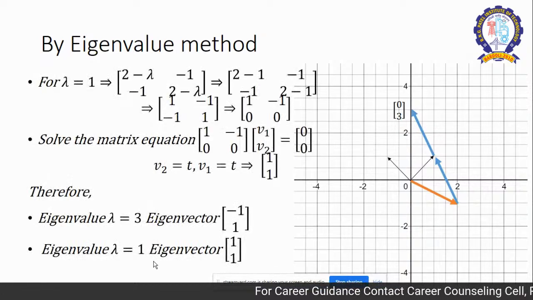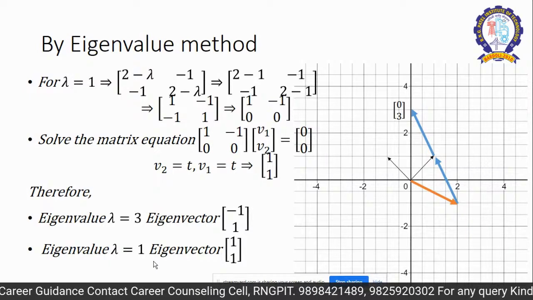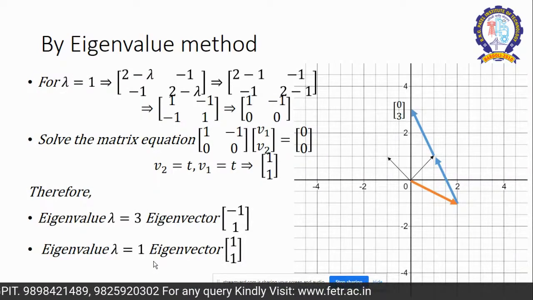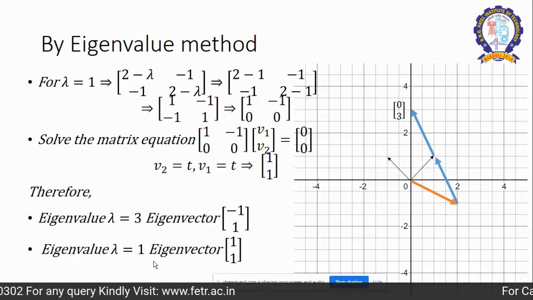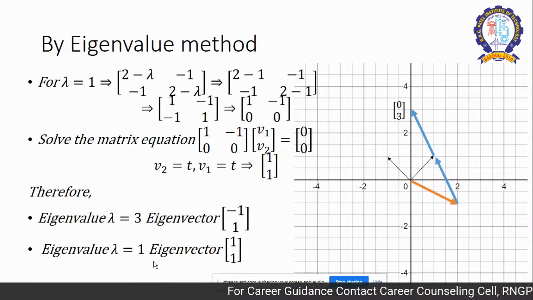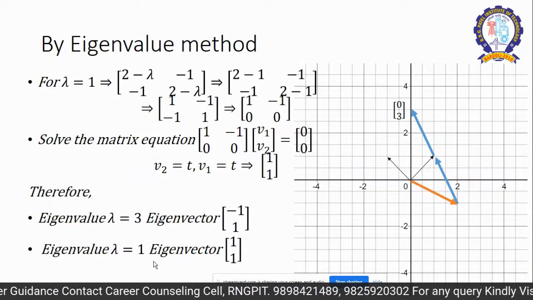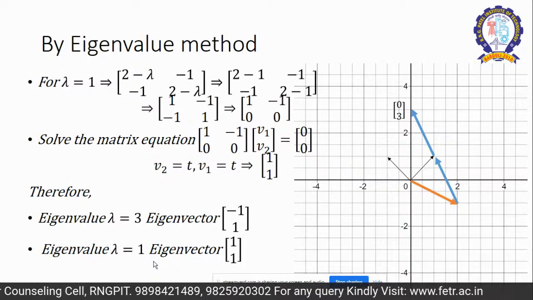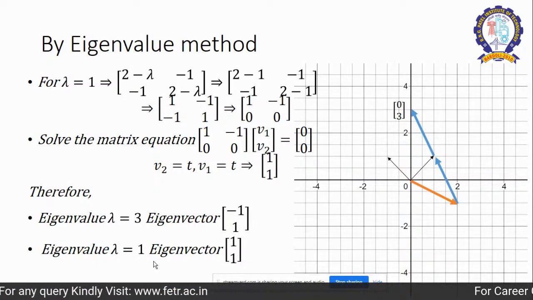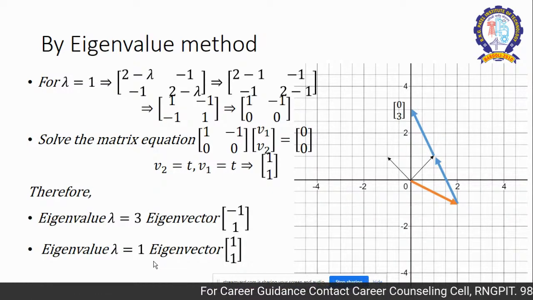Similarly for lambda equal to 1, we get the eigenvector 1, 1. So the eigenvalue lambda equal to 3 has eigenvector -1 and 1, and the eigenvalue lambda equal to 1 has eigenvector 1 and 1. As previously, what we got from the set of equations, the orange one and the blue one, gives the expansion of the scaling factors.